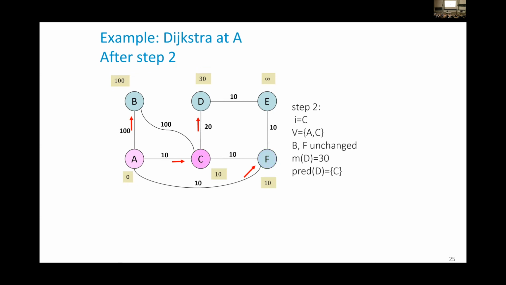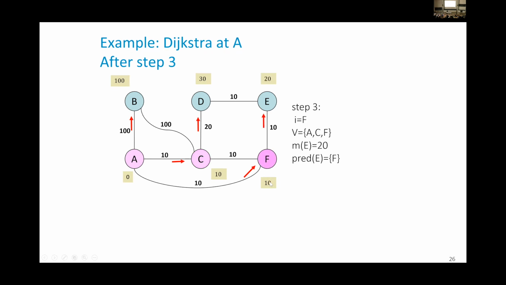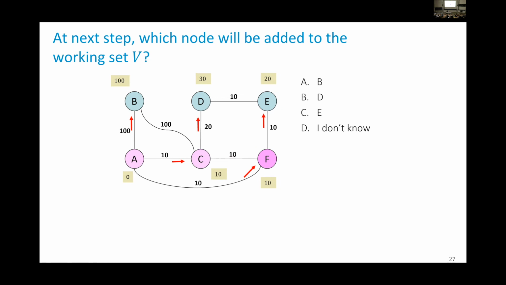Now, next, I will add the next node that has the smallest cost, which is F. So I will add F. And similarly, I will improve the distance to B. In fact, that's the only thing that will improve here. B is now at a distance of 20 from A, and I've also updated the predecessors. Now, step 4, it's up to you to do. For step 4, which will be the next visited node.